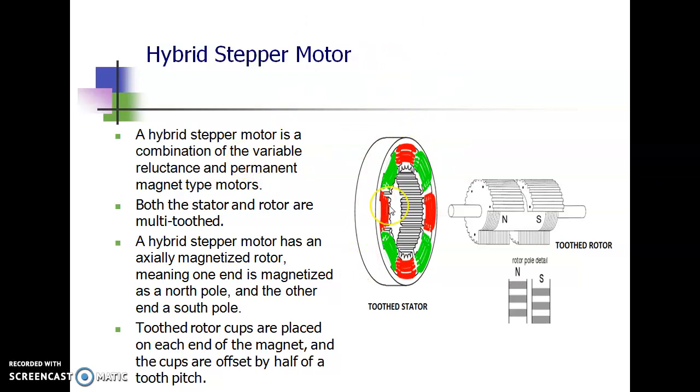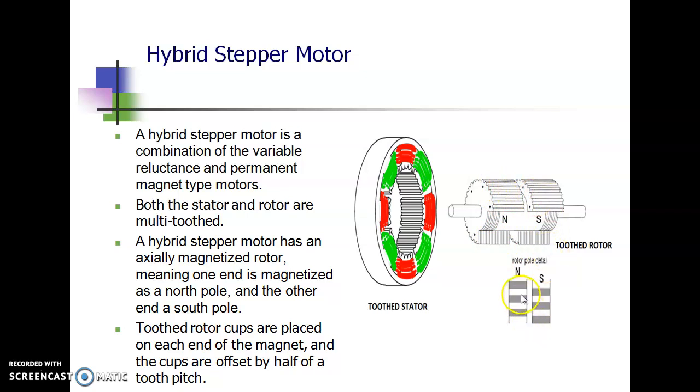So here, this is the stator and this is the rotor. Both are multi-toothed. In this, there is an axially magnetized rotor. That is, one end is magnetized as North Pole and the other end is magnetized as South Pole. These two magnets are closed by means of toothed rotor cups, and the cups are offset by half of a tooth pitch.